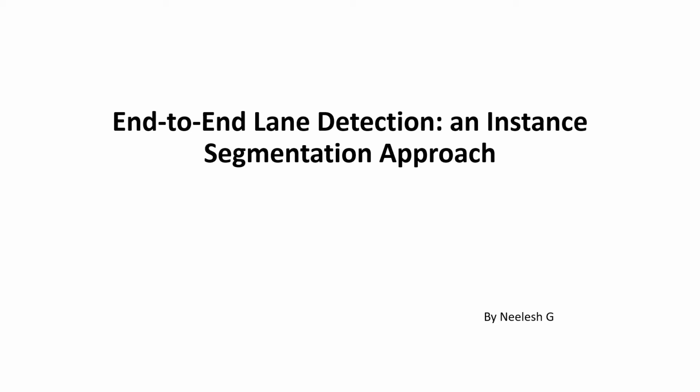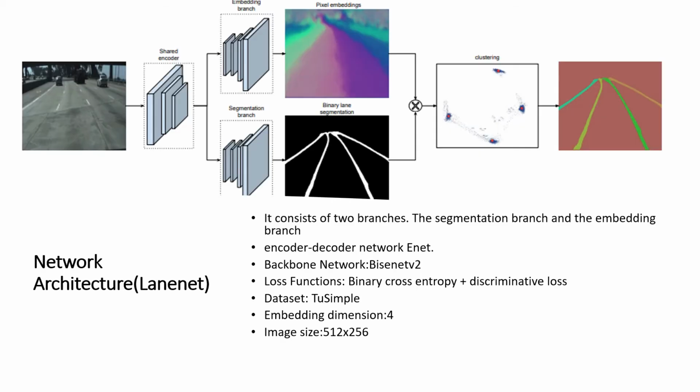One of the most famous lane detection algorithms out there is LaneNet. This is the LaneNet architecture. It consists of two branches, the segmentation branch and the pixel embedding branch. Both these branches have the same encoder but different decoders. It is based on the ENet architecture.